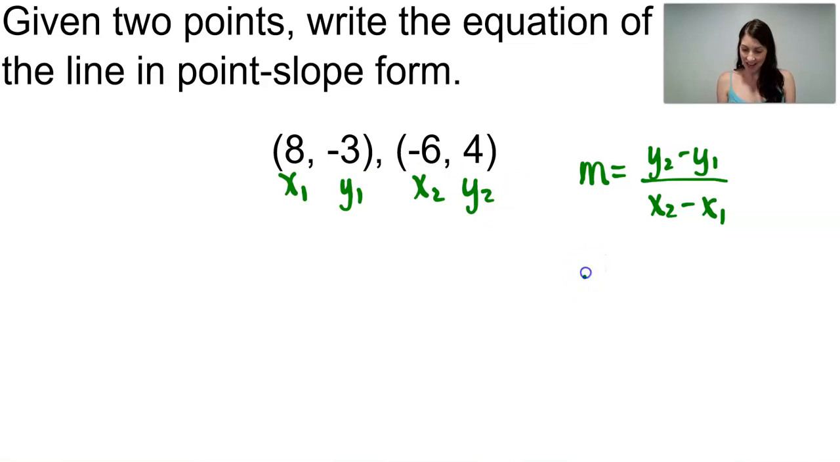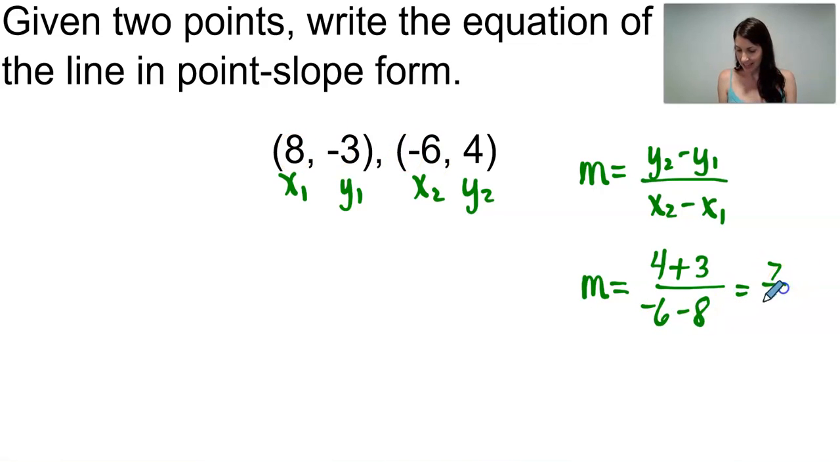Let's go ahead and plug that into the formula for slope. y2 minus y1 would be 4 minus a -3, so that'll change to plus. x2 minus x1 would be -6 minus 8. Looks like I get 7 over -14, which reduces to -1/2. Now I have everything I need. Now I have a point, in fact I have 2, and I now have the slope of -1/2. I'm ready to plug it into my point-slope form.